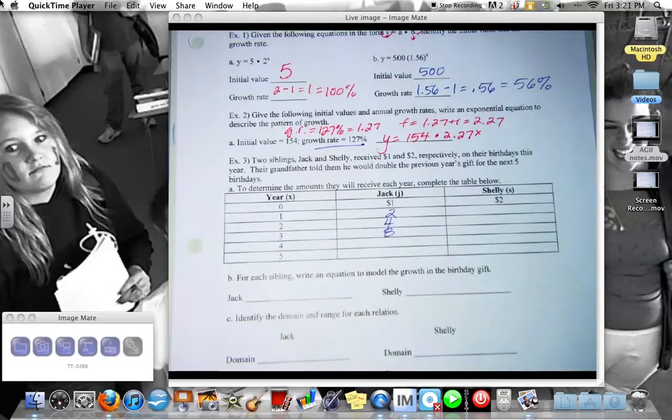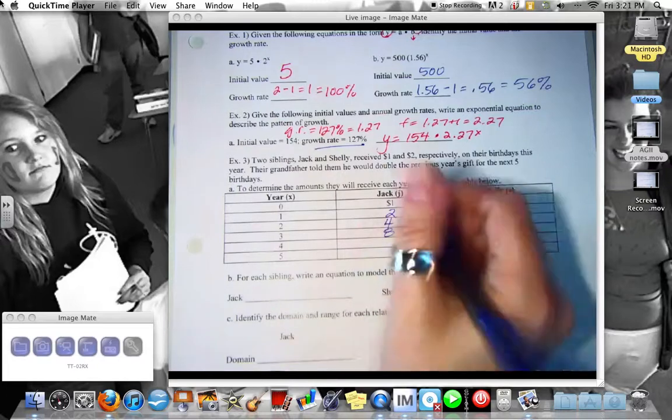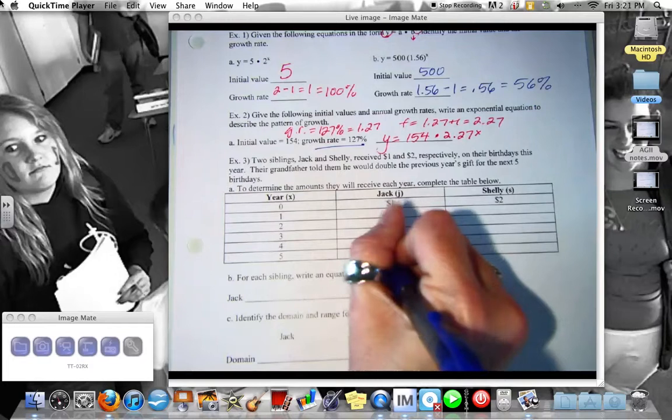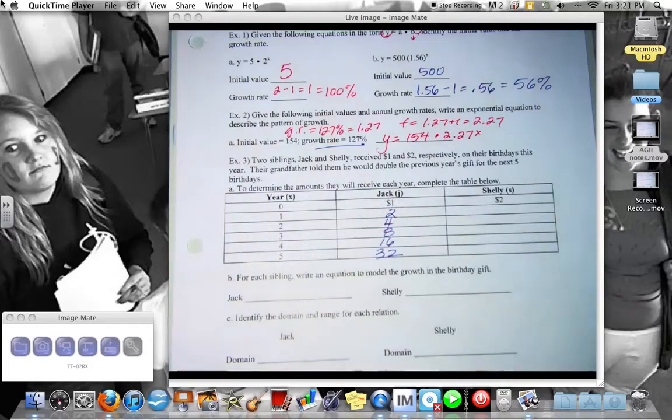The 8 gets doubled, and that gives us 16. 16 gets doubled, and that gives us 32.